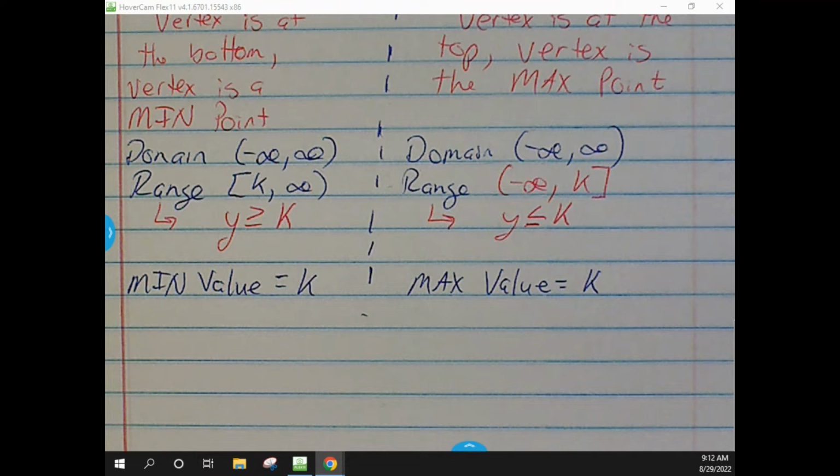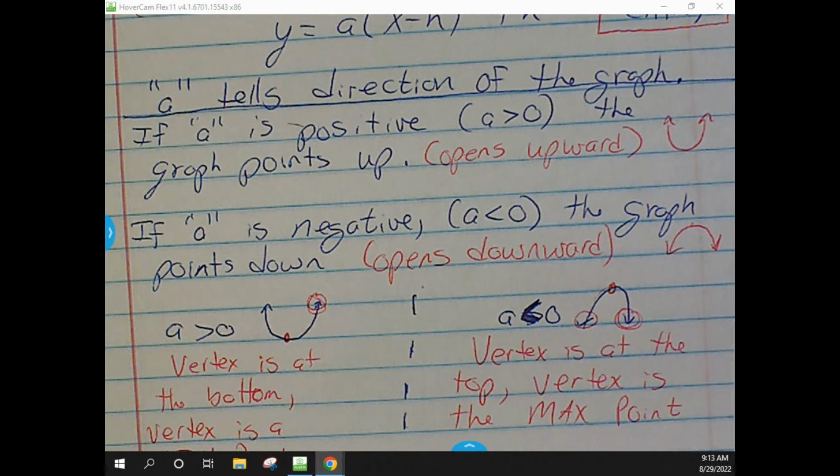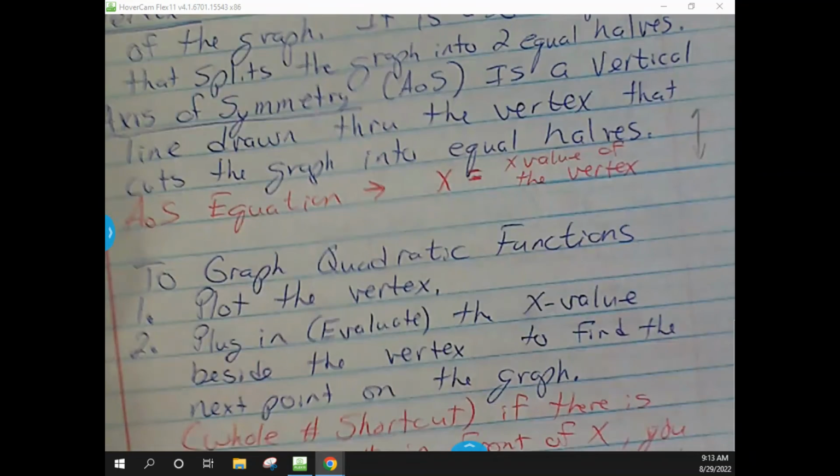Question. Go ahead. So basically, the max value is always the y number? Mm-hmm. It's either max or min. It's always the y value of your vertex. Yeah, and it depends on which way the graph goes. If it's going down, it's the max value, and if it's going up, then it's the bottom, so it's the min value. But it's always the k value. I mean the y value, because the x value is going to be what we talked about back here.